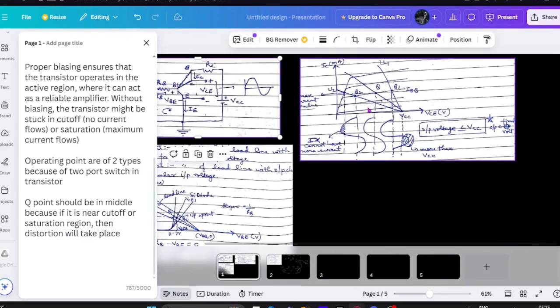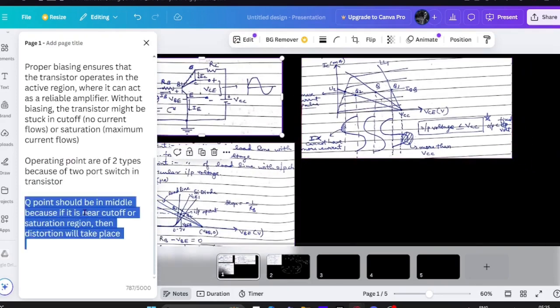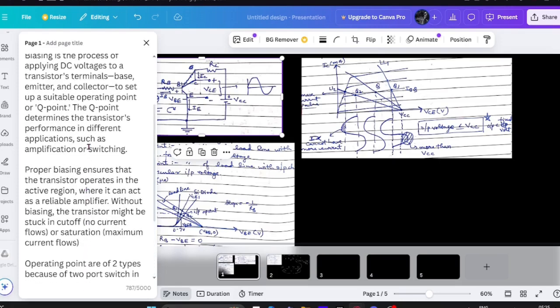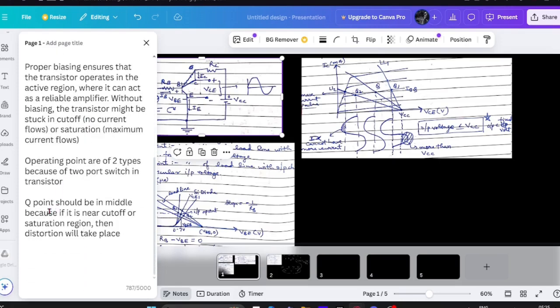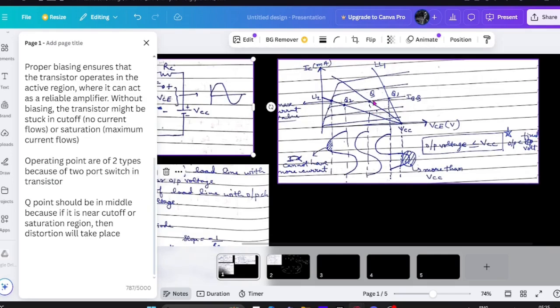Another important point about this is that the Q point should be in the middle, because if it is near cutoff or saturation region, then distortion will take place, which has been stated before, that without proper biasing, distortion might take place, which may even destroy a circuit. Now how does this come about?